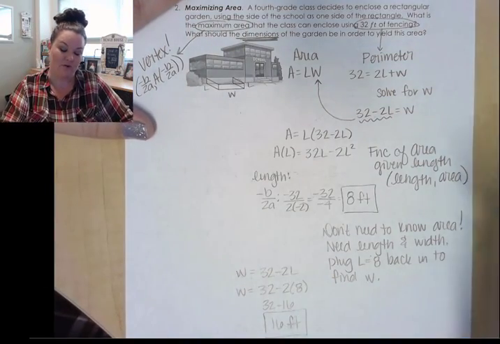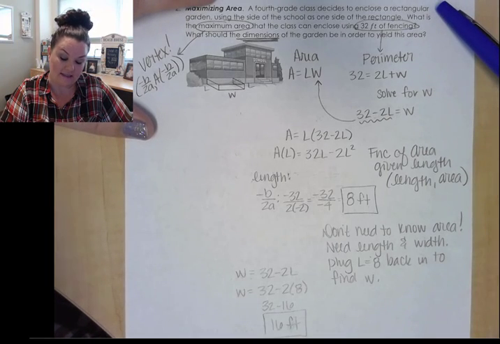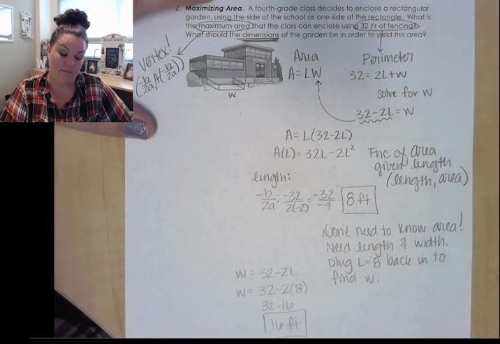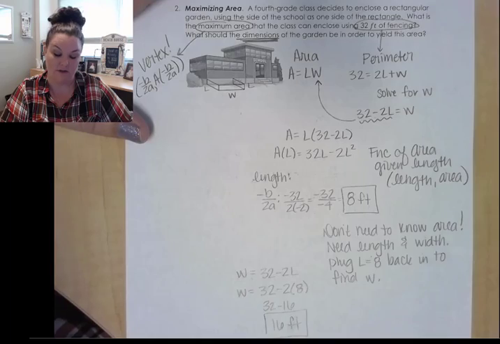So here it says a 4th grade class decides to enclose a rectangular garden using the side of the school as one of the sides of the rectangle. What is the maximum area that the class can enclose using 32 feet of fencing? What should the dimensions of the garden be in order to yield this area?